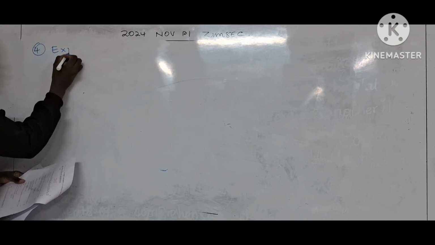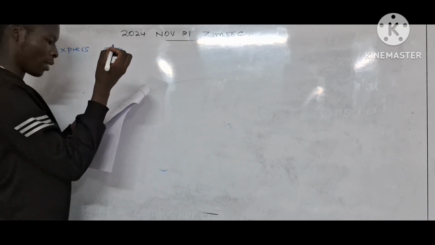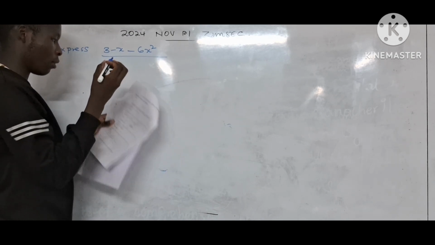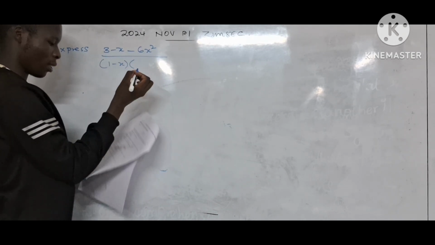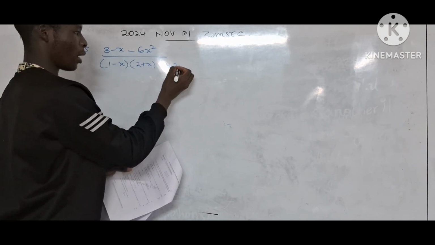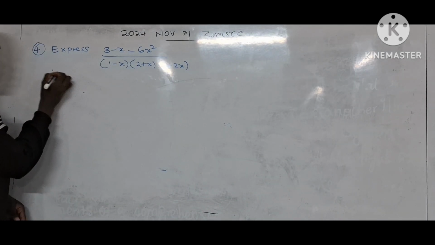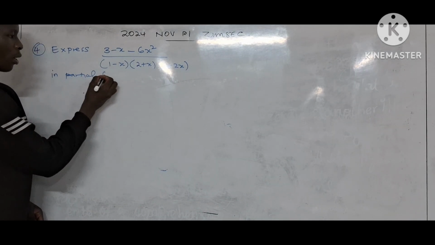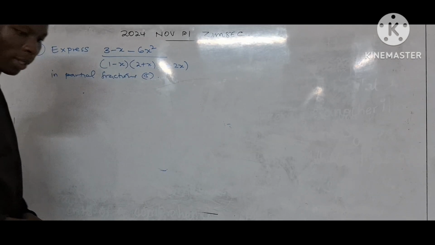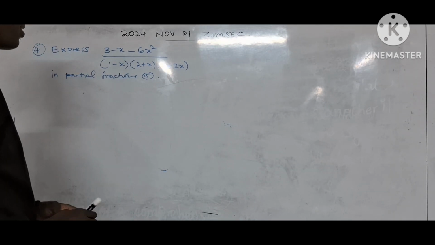We say express (3 minus x minus 6x squared) divided by (1 minus x)(2 plus x)(1 plus 2x). This is 5 marks in partial fractions. You are supposed to express this in partial fractions. Yes. 3 minus x minus 6x squared divided by 1 minus x, 2 plus x, then 1 plus 2x. This is 5 marks.